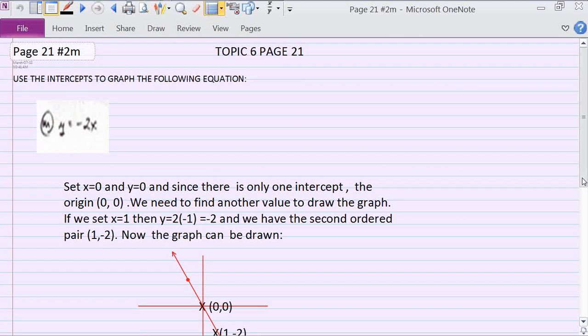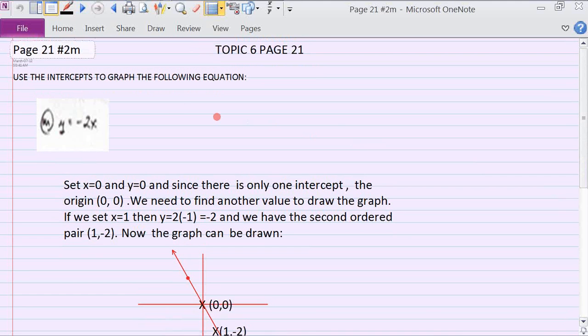So number 2m, use intercepts to graph the following equation. Very similar to what we've done, except here we have a problem. If I set x to 0, y is 0. And if I set y to 0, x is 0. So I only have one point. If I want to use the intercepts, I can't really do that.